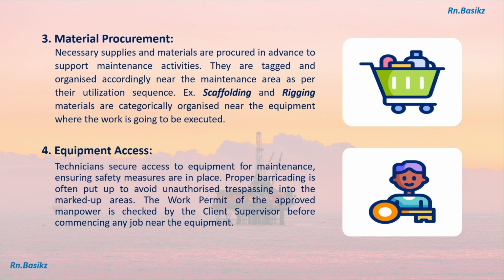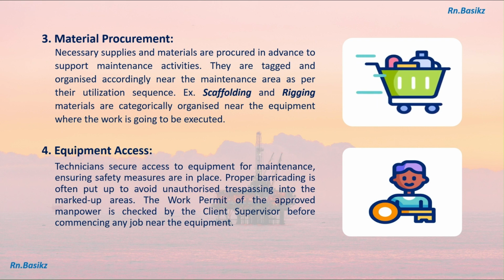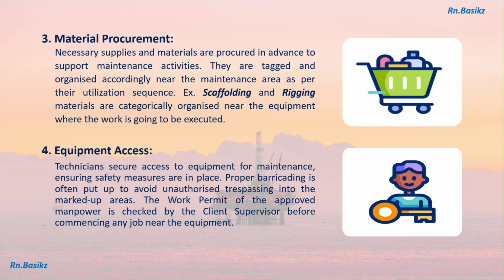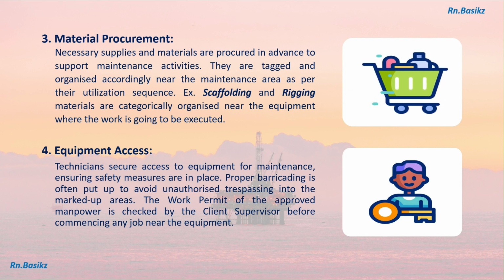Material procurement. Necessary supplies and materials are procured in advance to support the maintenance activities. They are tagged and organized accordingly near the maintenance area as per their utilization sequence. For example, scaffolding and rigging materials are categorically organized near the equipment where the work is going to be executed.